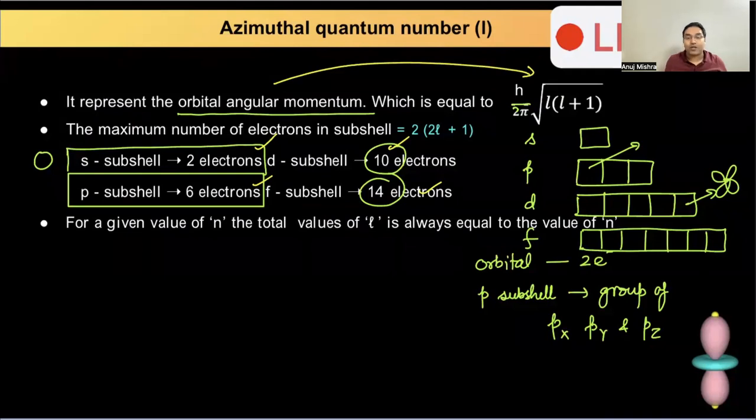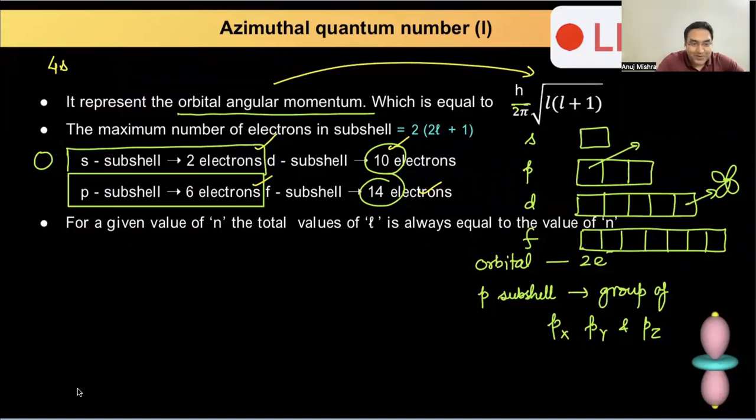So if I give you a simple question, listen to me carefully. We have one 4s orbital. What will be the value of orbital angular momentum? Is that clear? Can you type in the chat box?